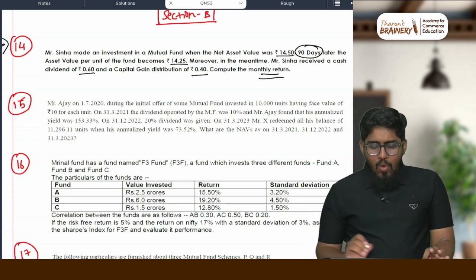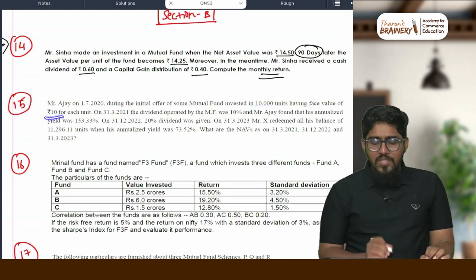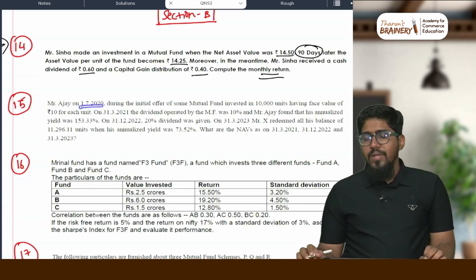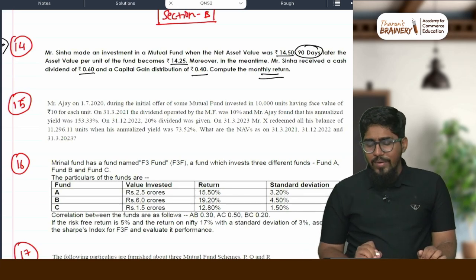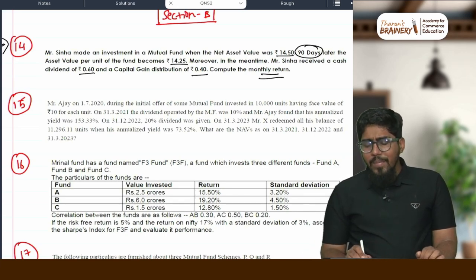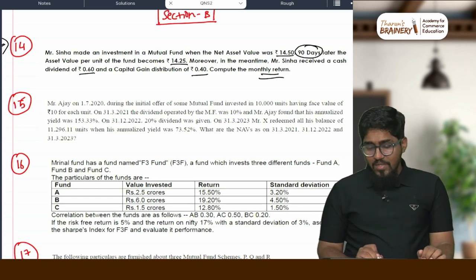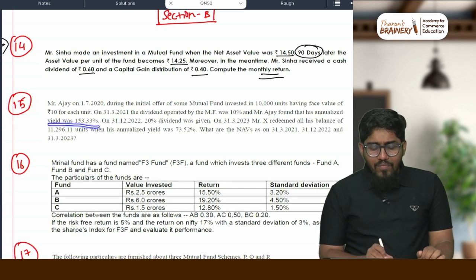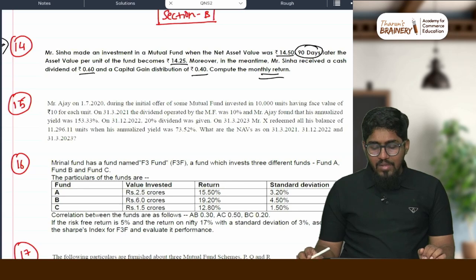Mr. Ajay, on 1/7/2020, during the initial offer of some mutual fund, invested in 10,000 units having a face value of rupees 10 per unit. Which means he has invested 1 lakh rupees on 1/7/2020, by that he has taken 10,000 units. On 31/3/2021, the dividend declared by the mutual fund was 10%, which means they have distributed a 10% dividend. And Mr. Ajay found that his annualized yield was 153.33%.